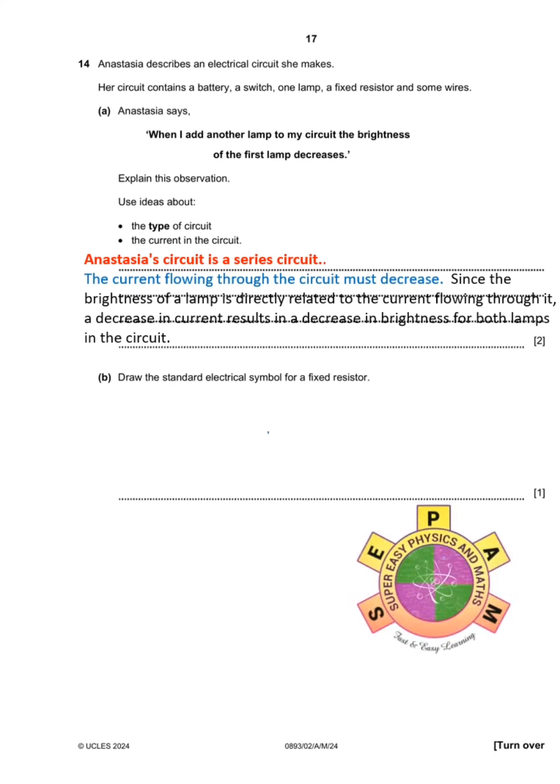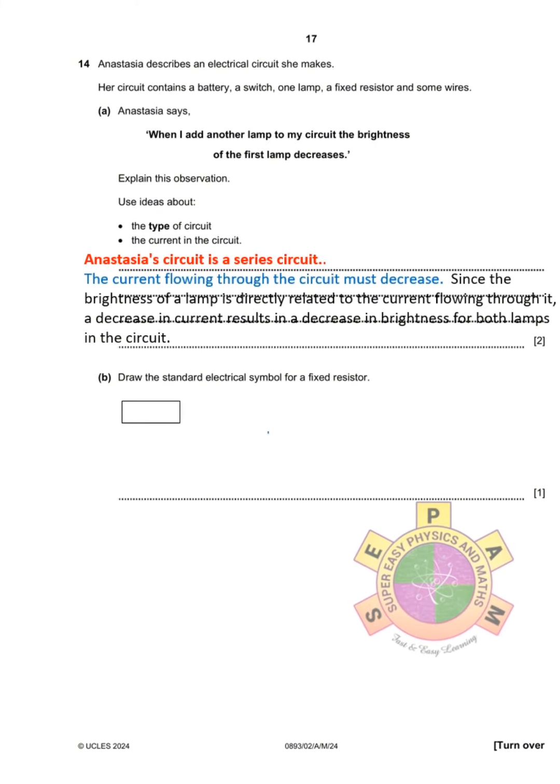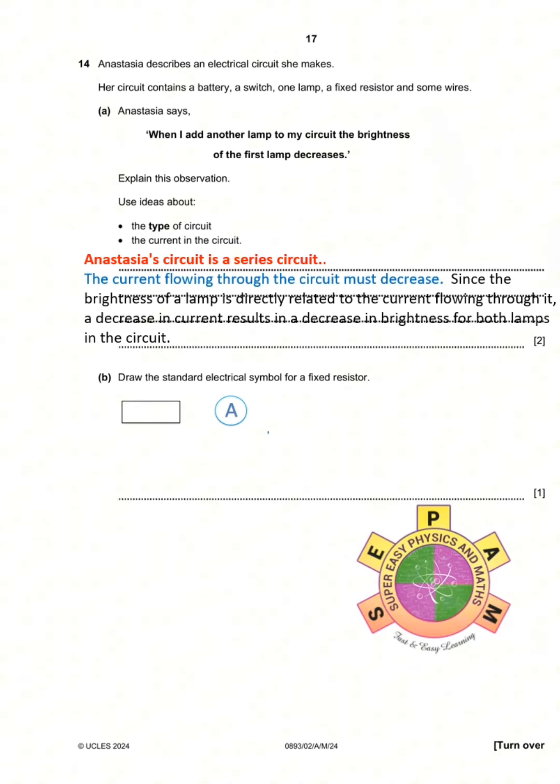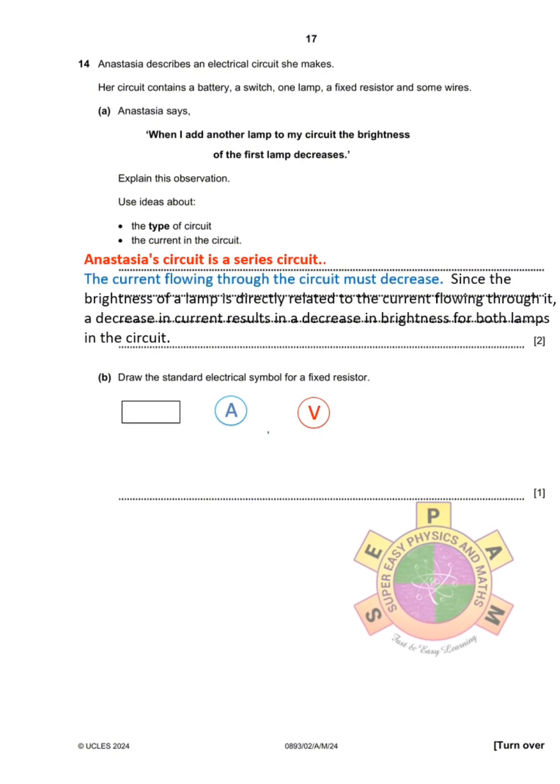So now draw the standard symbol for a fixed resistor. So this is a fixed resistor, but let's just revise the symbols. What symbol is this? A circle with a capital A inside. What symbol is this? A circle with a capital V. Then a circle with a cross on it.